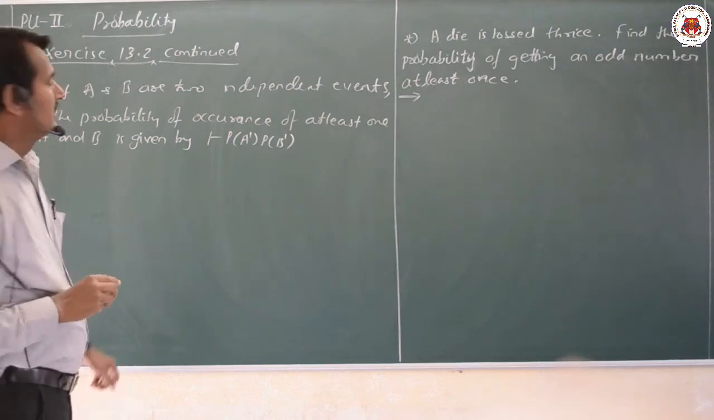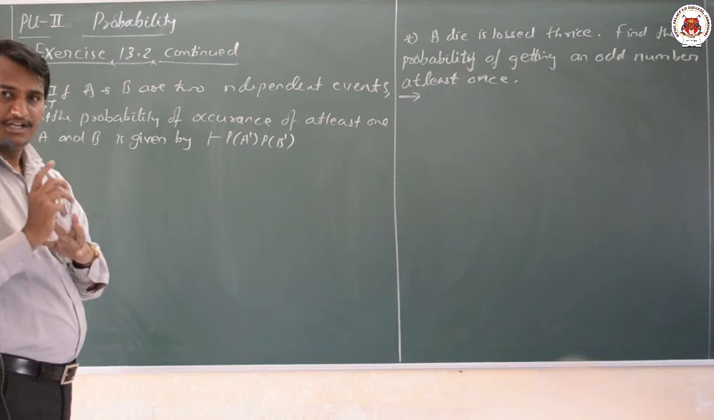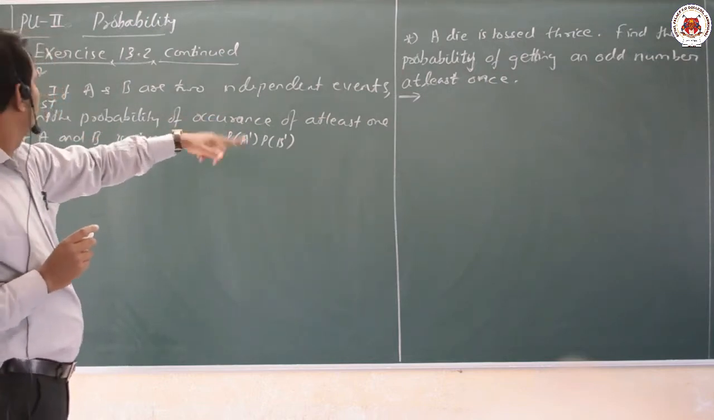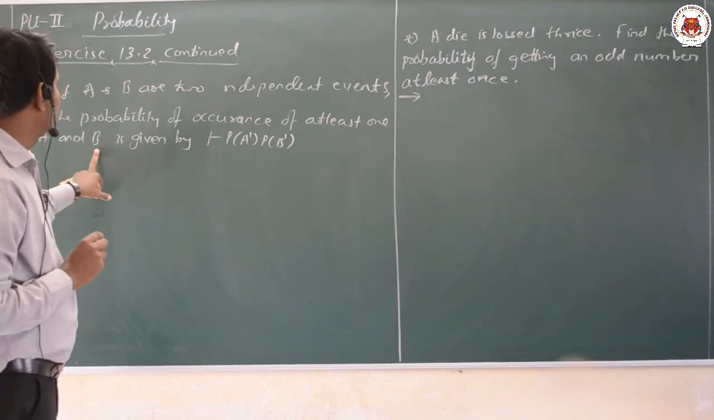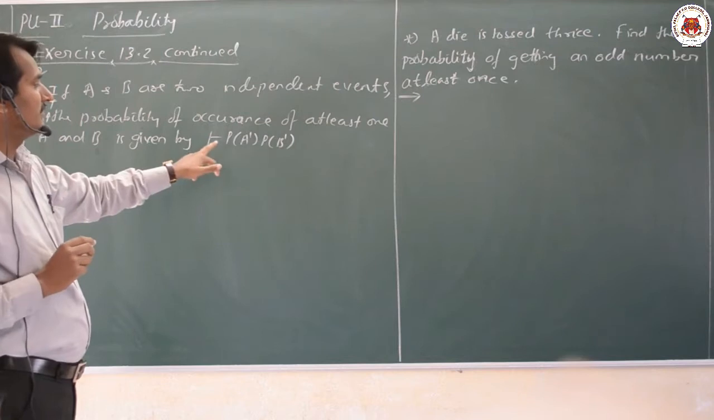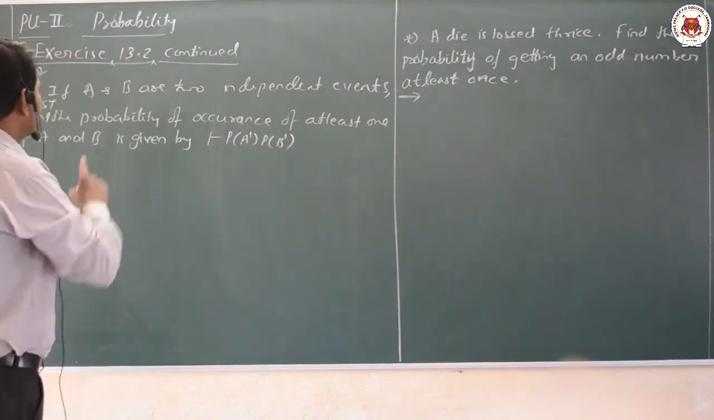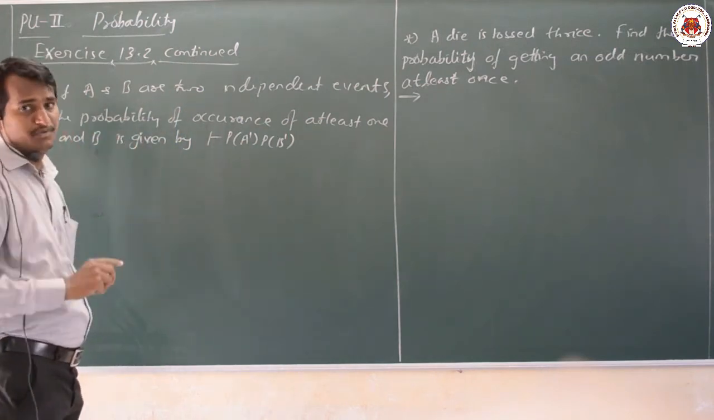What is given is: if A and B are two independent events, then show that the probability of occurrence of at least one of A and B is given by 1 minus P of A dash into P of B dash. Since A and B are independent, P of A intersection B equals P of A into P of B.